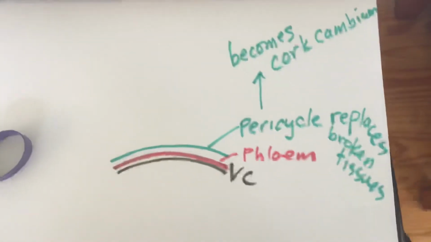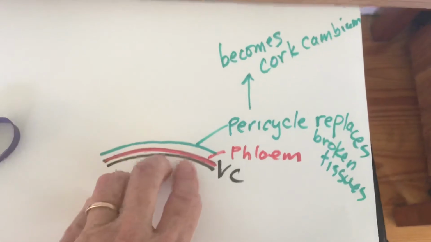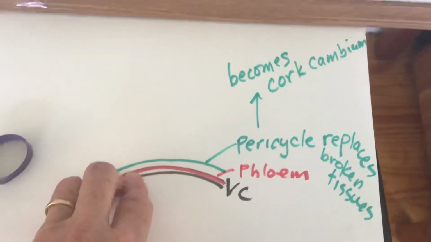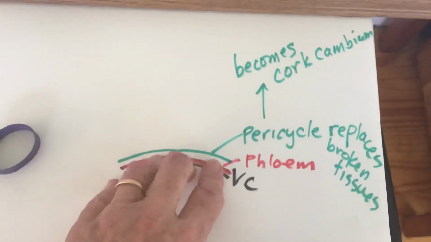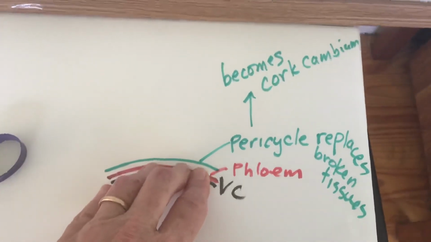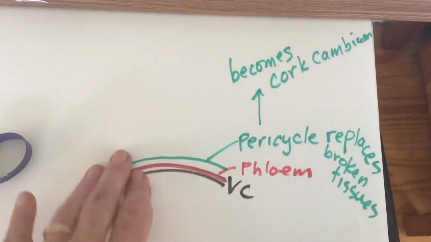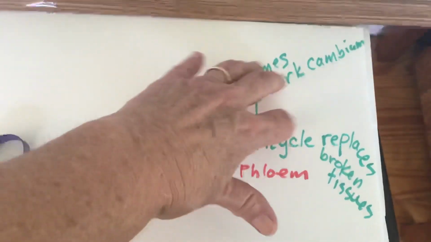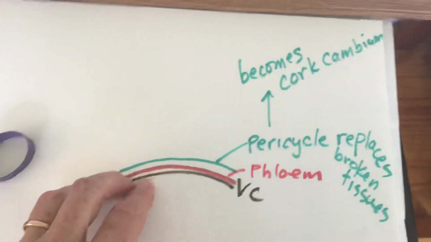Okay, this is just a depiction of kind of outside the vascular cambium. I'm going to have then a layer of phloem that's very thin, and then my pericycle is going to be replacing all the broken tissues, and it's going to become the cork cambium, which is going to then make the periderm.